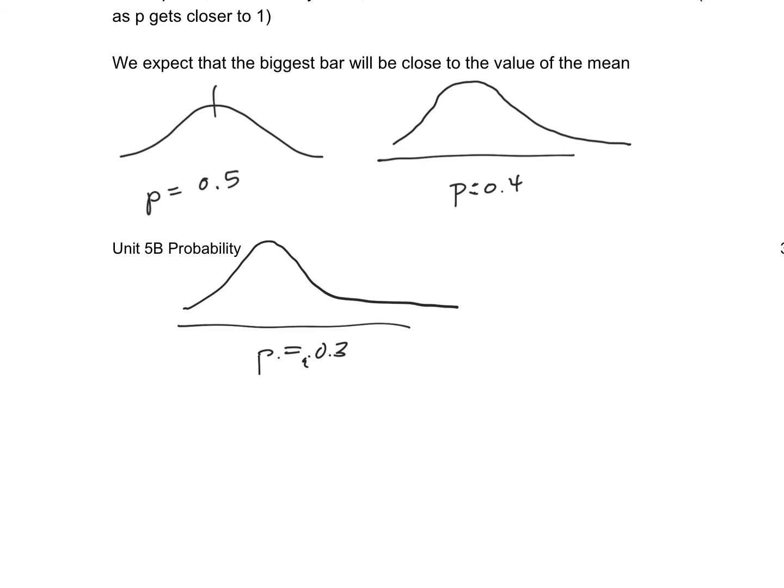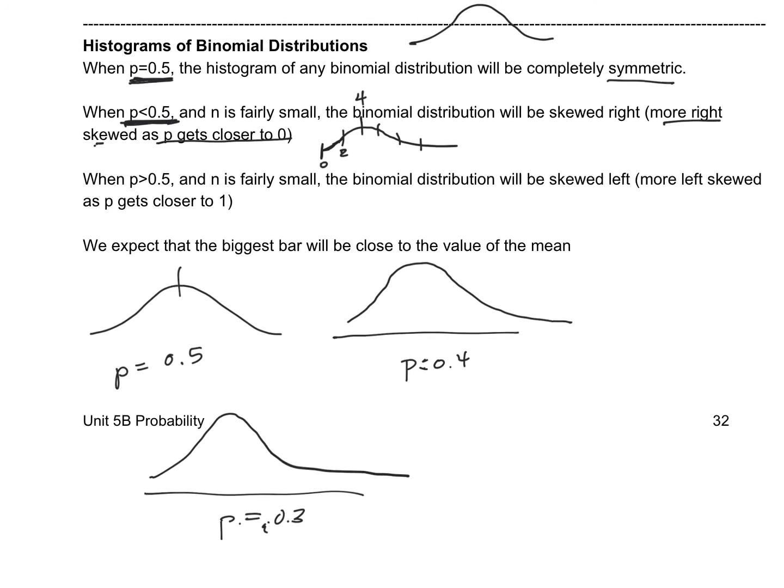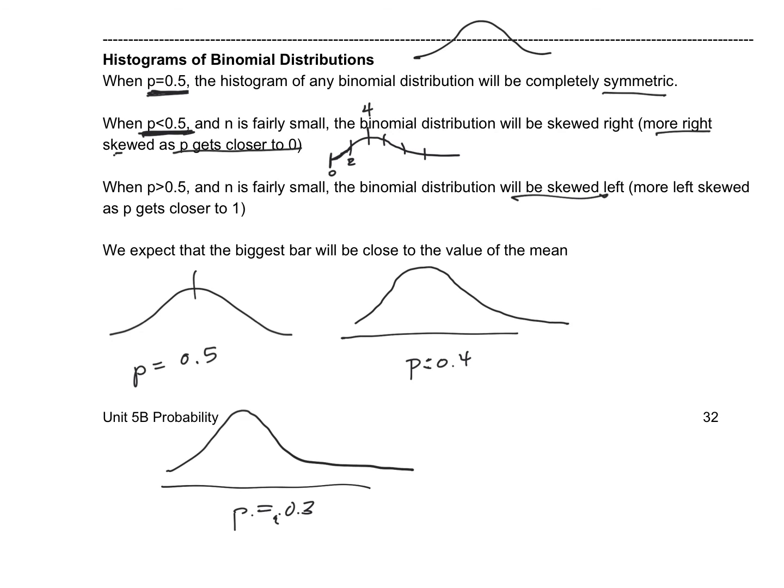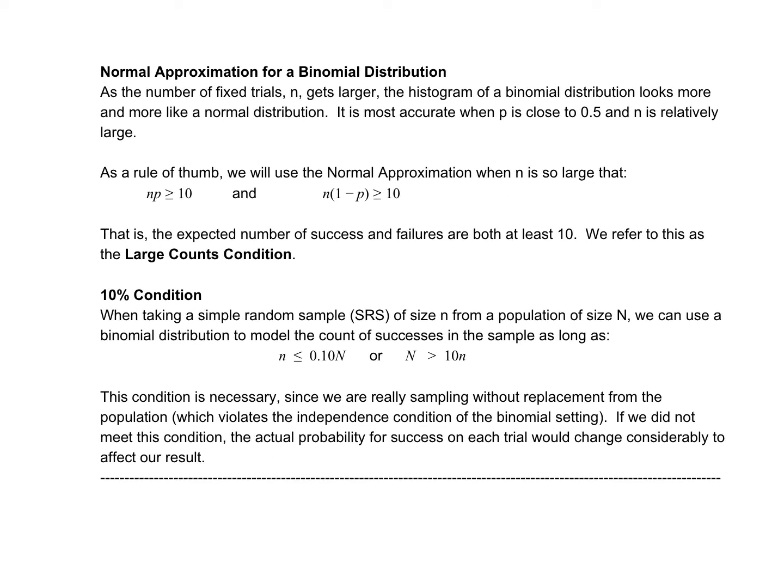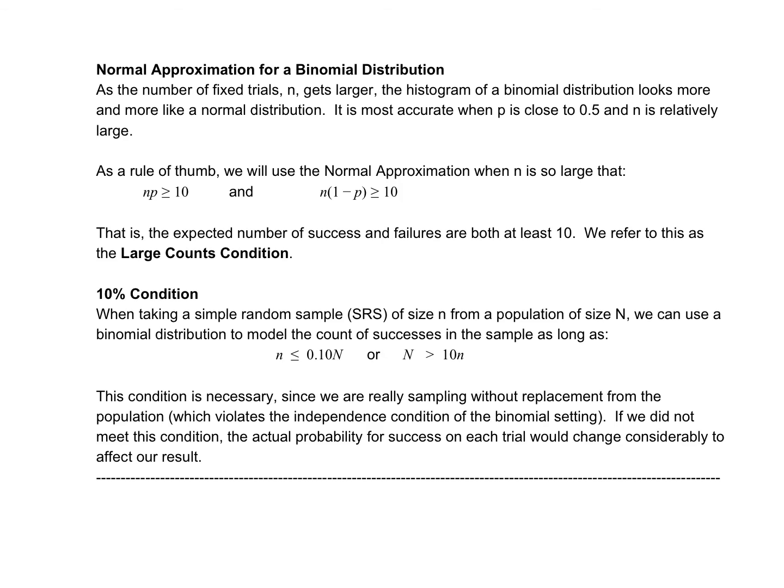Okay? Now, what happens if p is getting bigger and bigger and bigger? It's going to go the other direction. Skewed left. The closer p gets to 1, the more it's skewed to the left, correct? Yes. So does everybody understand how this is working? All right. So let's finish up. He said we expect the biggest bar to be closest to the value. Yeah, no kidding.